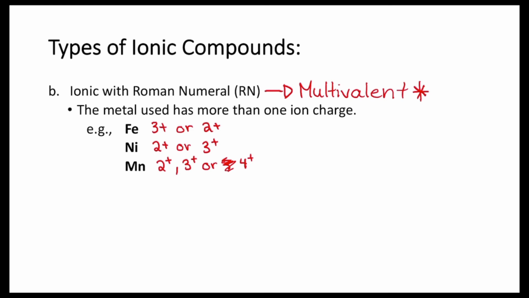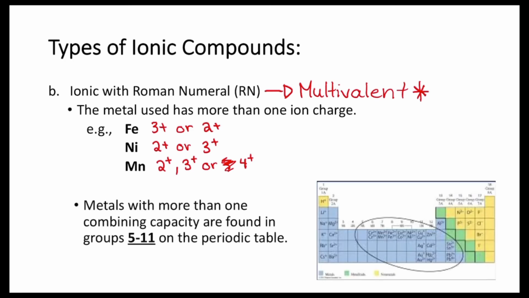So just be aware that there are different types of ionic compounds. Metals with more than 1 combining capacity are found in groups 5 through 11. Remember that groups are referring to the columns, so moving up and down on the periodic table. And the image to the side just shows you that if you were to look in the area between groups 5 to 11, you would notice that the elements have multiple charges. So not all of them will, but some of them do.